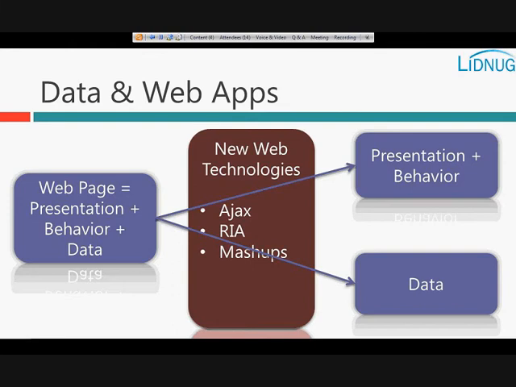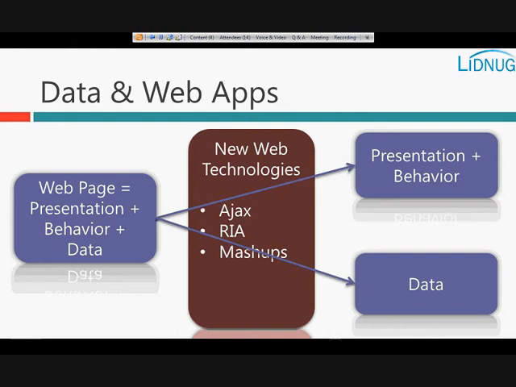But slowly, as new technologies started emerging, for example Ajax, wherein only a portion of the page is refreshed, meaning only that portion of data is going, you get a chunk of data, and then you repaint the UI. Then you have rich internet applications, where only the data is exchanged between the client and the server, whereas the presentation completely resides on the client side.